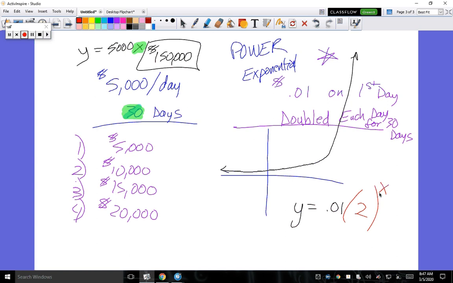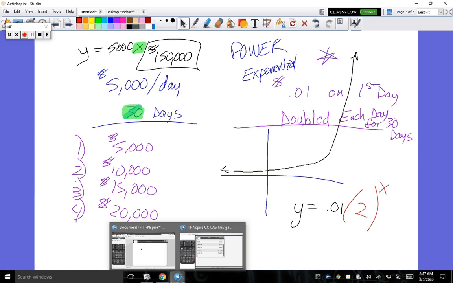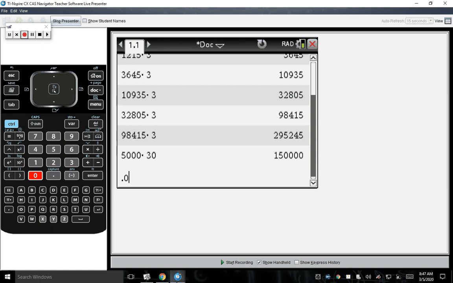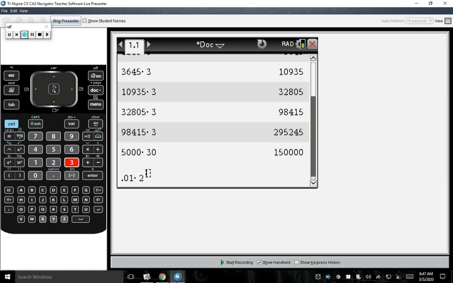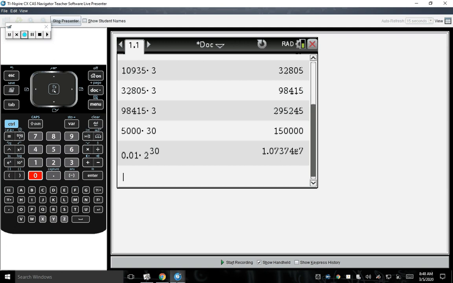Go ahead and put this into your calculator. And I want to go ahead and put 0.01 times 2 raised to the power of 30. It's a big number. It gives you this to where if I press enter, it'll register it as what? $10,737,418 from pennies, from a penny that you put at the very, very, very beginning. Why? Because of the power of exponential growth.